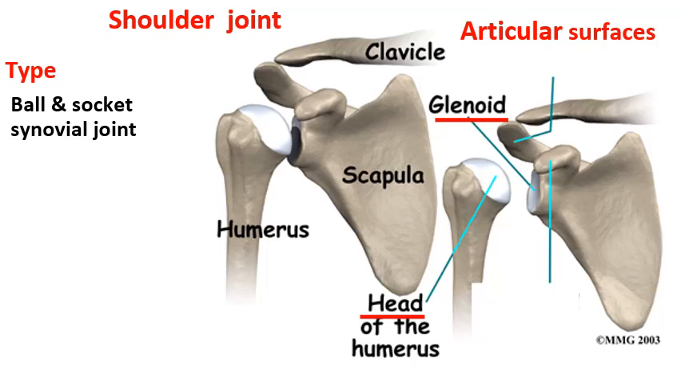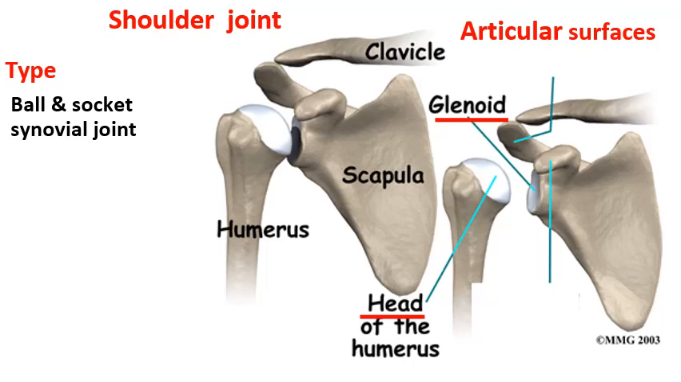It has a fibrous capsule, a synovial membrane, a joint cavity, and fluid inside. So it has all the characteristics of the synovial joint. Therefore, the shoulder joint is a ball and socket synovial joint.